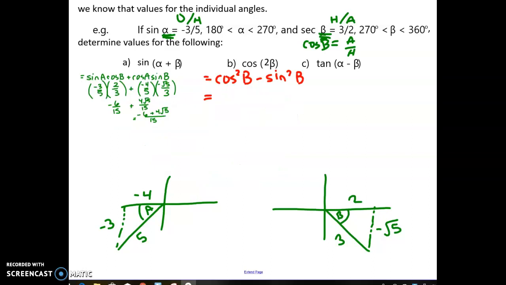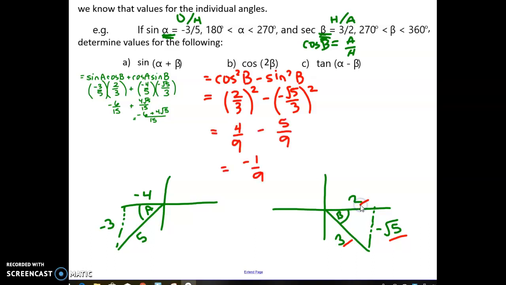For part B, we're finding cos of the double angle. You could pick any of the double angle identities. I just chose this one. So let's find cos of B. Cos of B is 2 over 3. So I'm going to trade cos B for 2 over 3, and then I'll still have to square it. Sine of B is opposite over hypotenuse, so that's minus root 5 over 3, and again we're going to have to square it. So we'll just come up with an answer of minus 1 over 9 when we simplify.